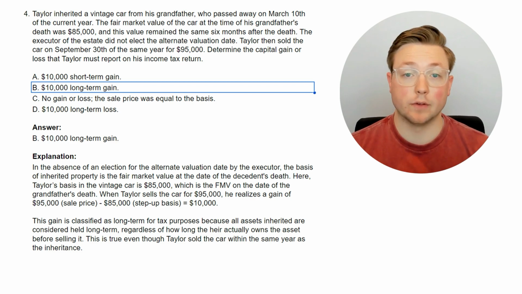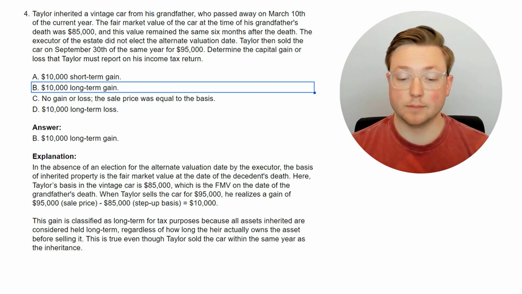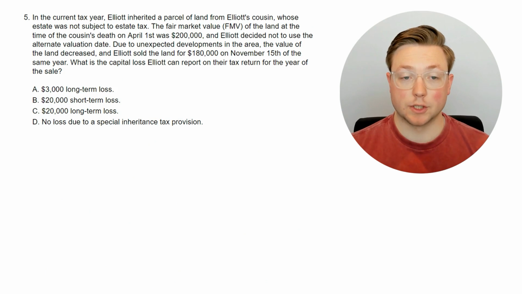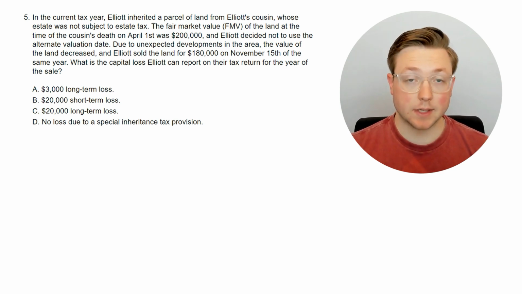And you'll already know this if you've watched the other two videos about how to treat capital losses when it comes to an individual's gross income. So let's go ahead and go to the last question. All right, here's the last question. In the current tax year, Elliot inherited a parcel of land from Elliot's cousin, whose estate was not subject to estate tax. Estate tax, by the way, not really covered in REG very much anymore, mainly covered in TCP, just like gift tax.